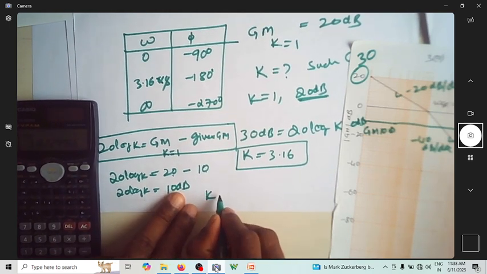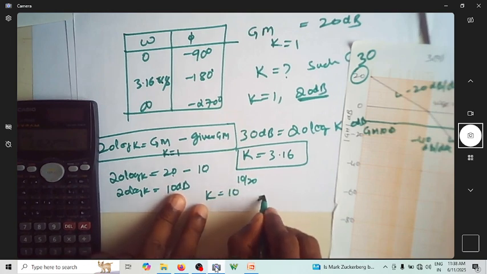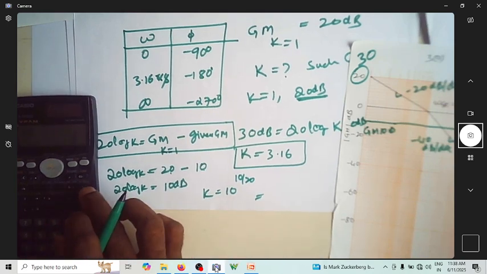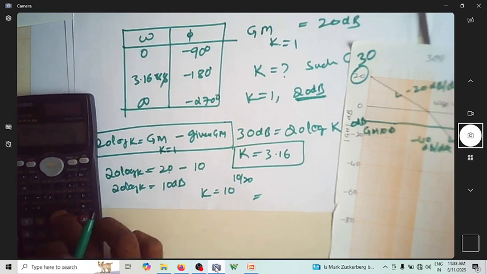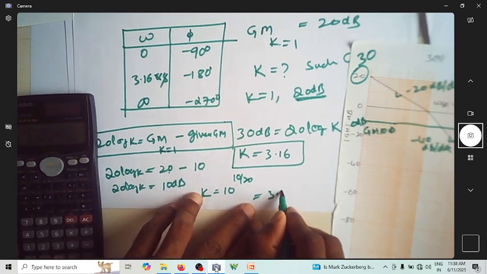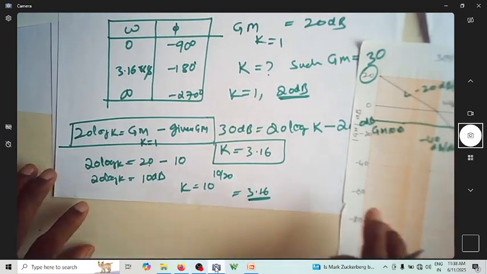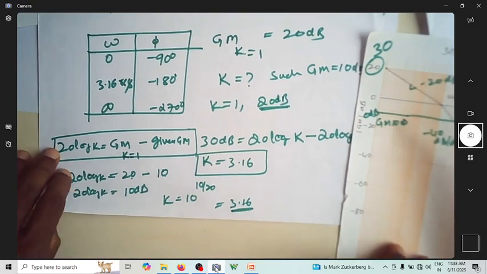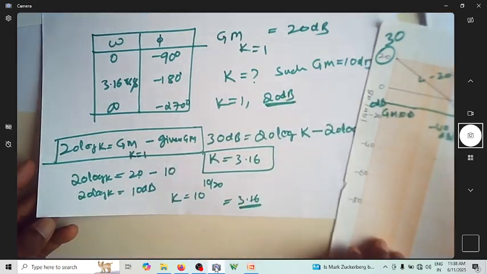So k is nothing but 10 to the power of 10 by 20. So what is 10 to the power of 10 by 20? It's exactly 3.16. You get the same value. This is how you can find the value of k for a given gain margin.